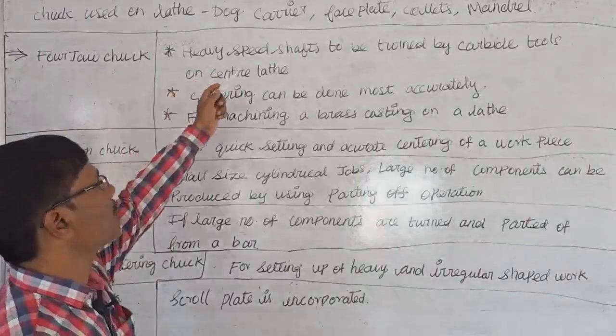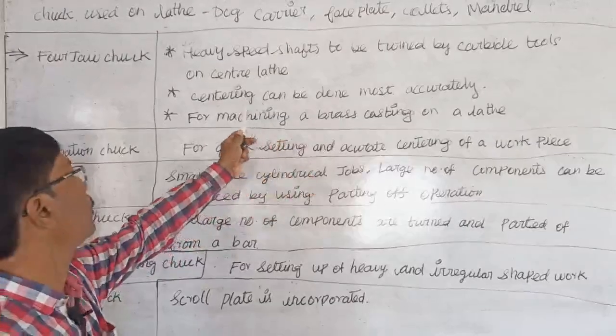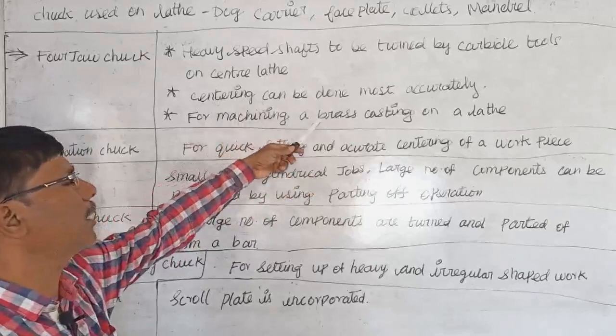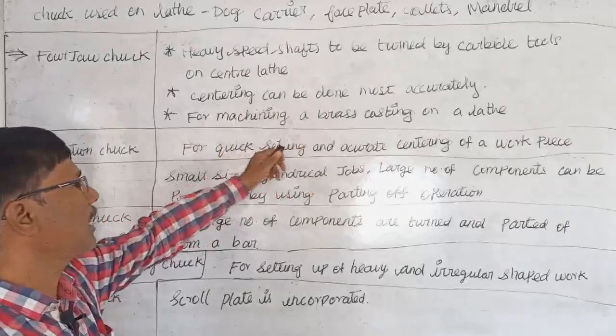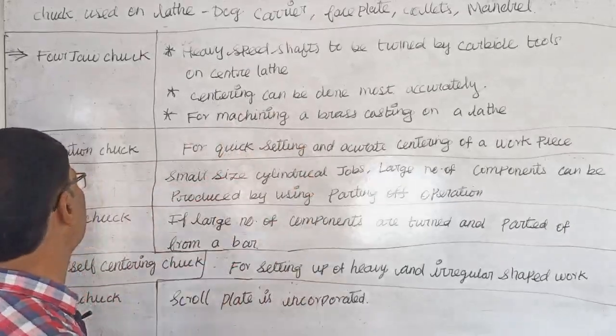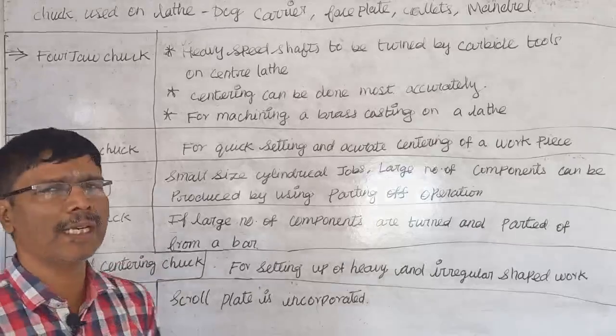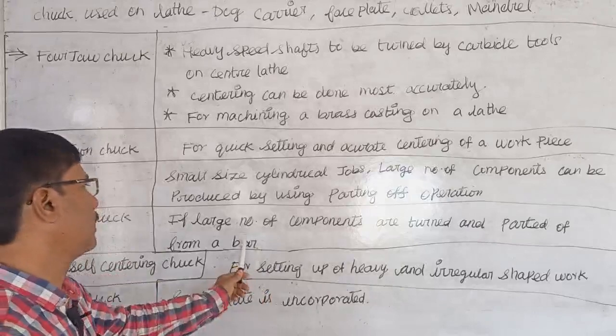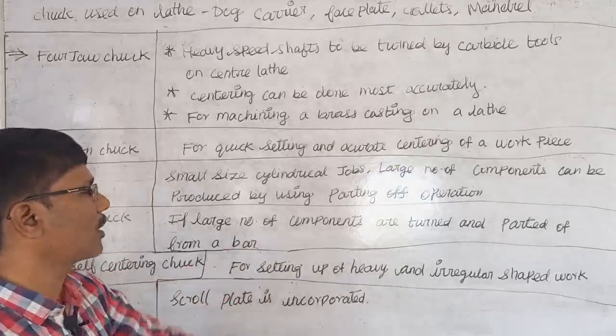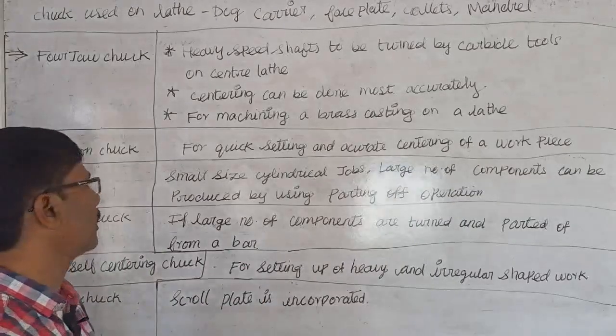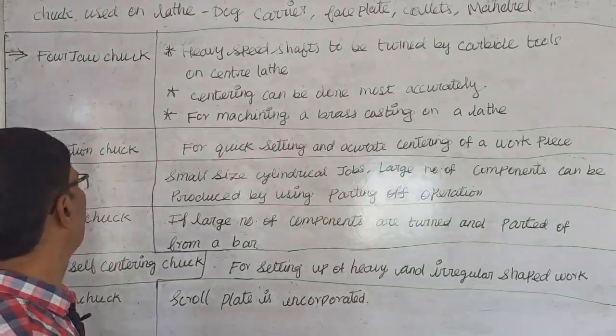It can be used for a heavy shaft turned by carbide tools on the center lathe. Centering can be done most accurately for machining a brass casting on a lathe. In some cases, a magnetic chuck is used. The magnetic chuck is used for mass production. If a large number of components are turned and parted from the bar, we can go for a magnetic chuck.